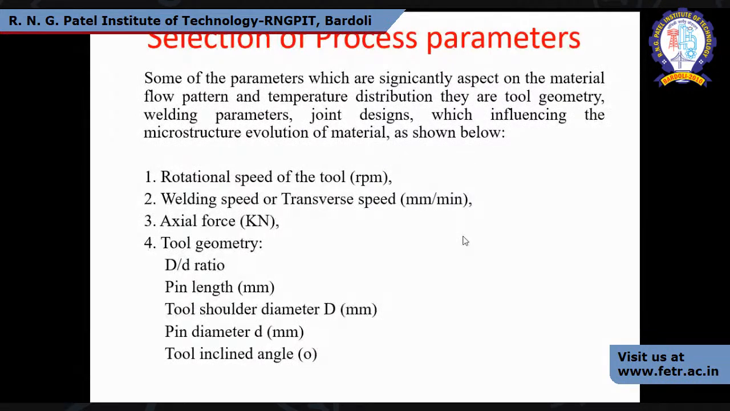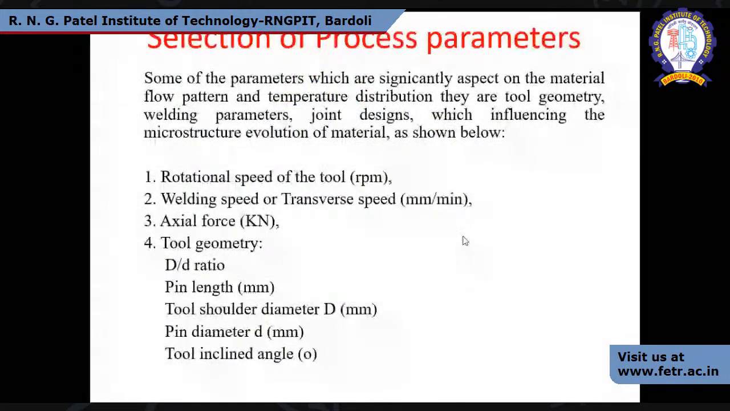Now, whenever we are conducting any kind of experiment, we need to choose the process parameters first. In this particular friction stir welding, during my experiments, I chose rotational speed, welding or transverse speed, axial force, and one of the tool geometry parameters. Out of the five basic tool geometry parameters, that is, the major and minor diameter ratio, pin length, tool shoulder diameter, pin diameter, and tool inclined angle, I have chosen only the tool shoulder diameter.